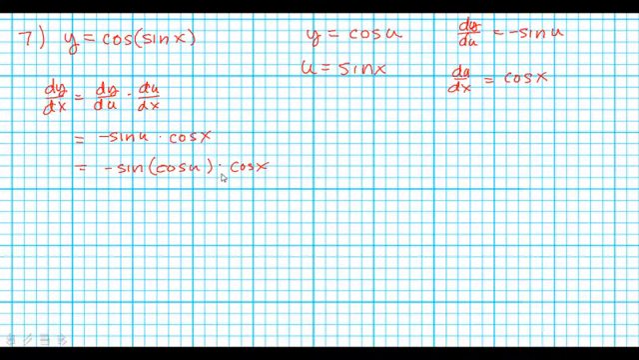Whoops! What u is equal to. Scratch that. That's supposed to be sine of x. In the other scenario, dy dx is equal to derivative of the outside, negative sine, keep the inside the same, multiply by the derivative of the inside, which is cosine x. So same answer, but it helps to see why we do what we do.